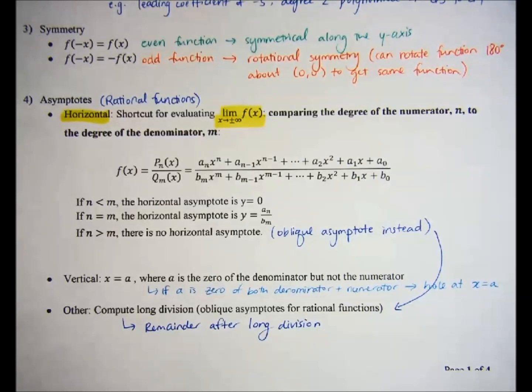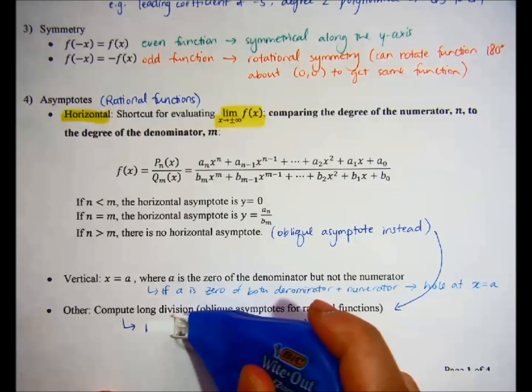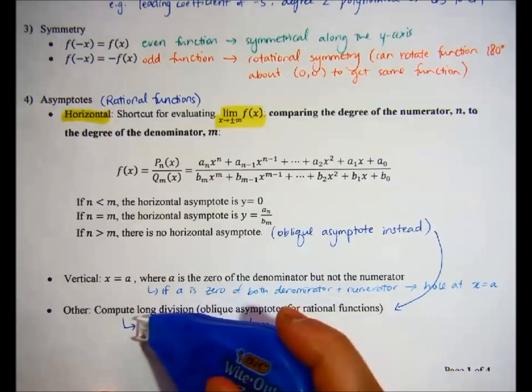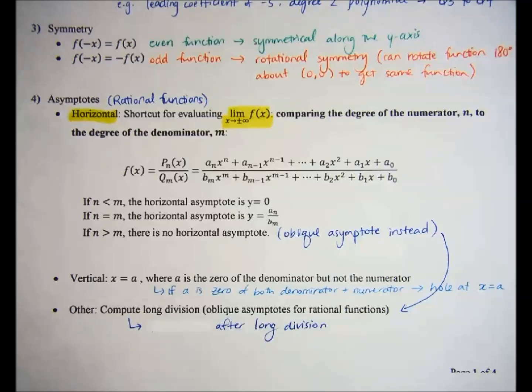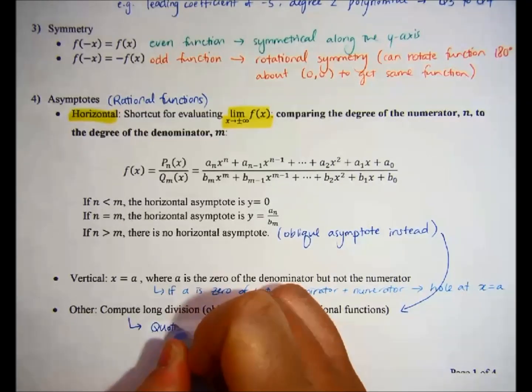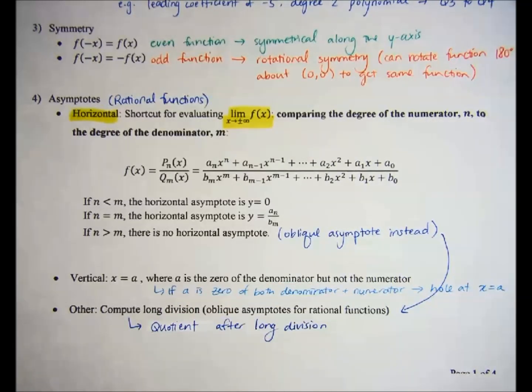Before we move on to the last page, I'm sorry, I made a small error here, so I'm just going to correct that. This shouldn't be remainder, it should actually be quotient. My apologies. Okay, let's move on to the next page.